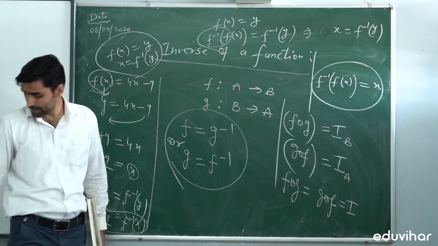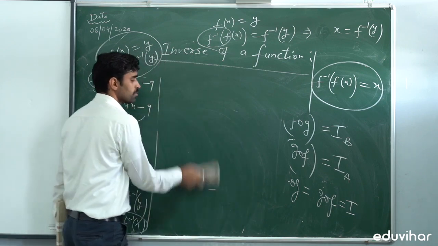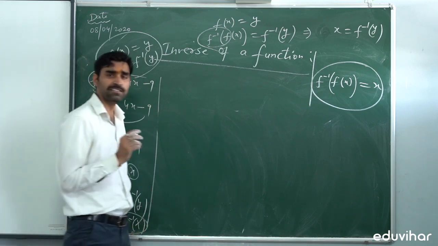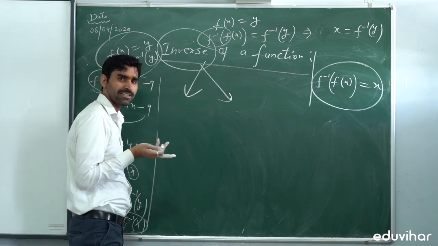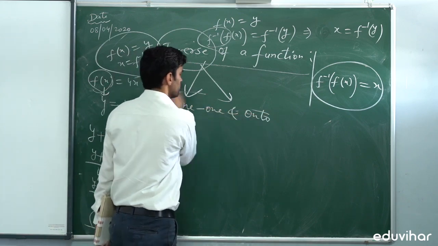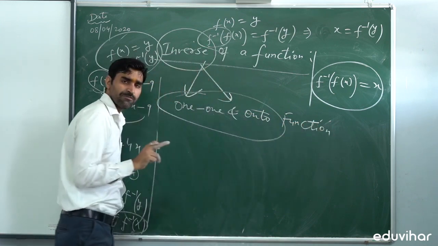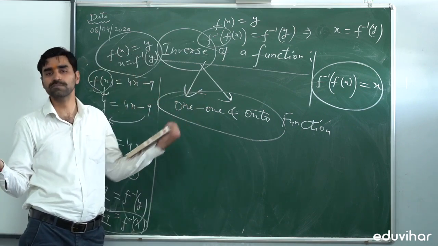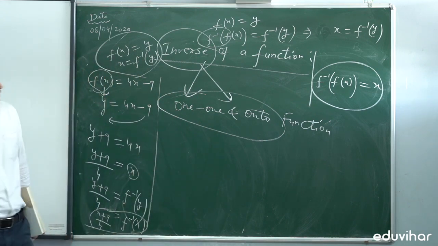So here is one necessary and sufficient condition for the inverse to exist. If any function has an inverse, then it must be one-one and onto. So we can say if a function is one-one and onto, then we can find its inverse. If this is not so, then we can't find its inverse. Okay.